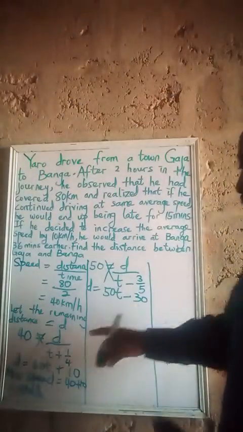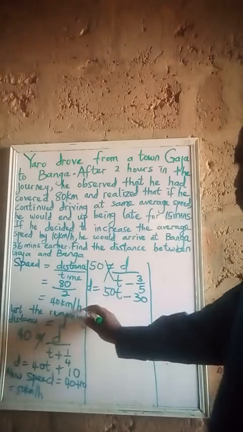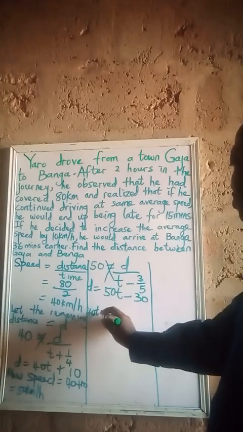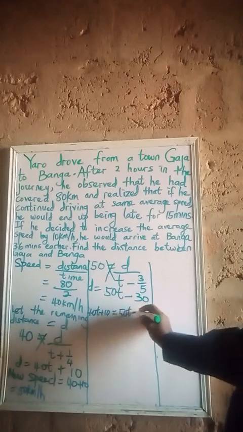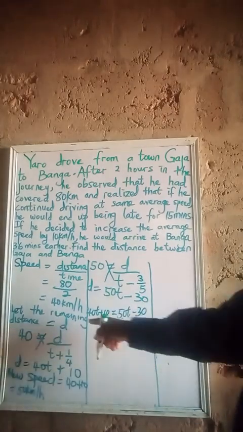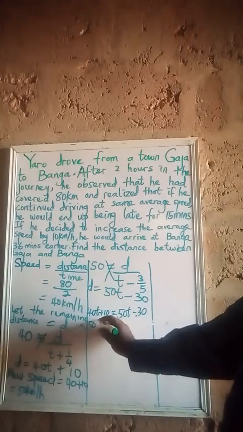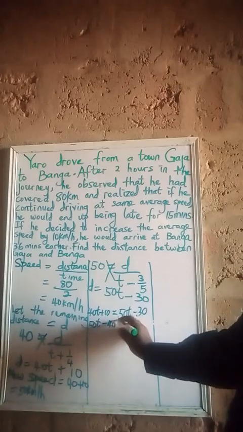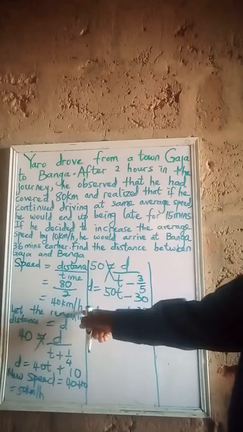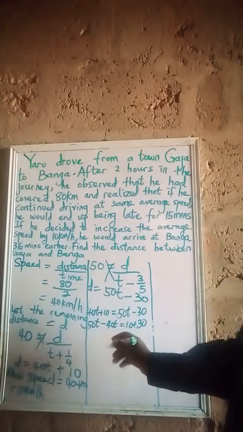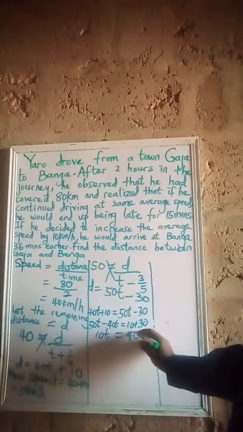Now, since this is distance and this is also distance, we can just equate the two. So here I have 40T plus 10 is the same thing as 50T minus 30. I want to collect like terms. I bring 40T to this side, and minus 30 to this side. Then I will have 50T minus 40T is equal to 10 plus 30. This minus will turn to plus, and this plus will turn to minus. So 50T minus 40T is 10T, so 10T is equal to 40.